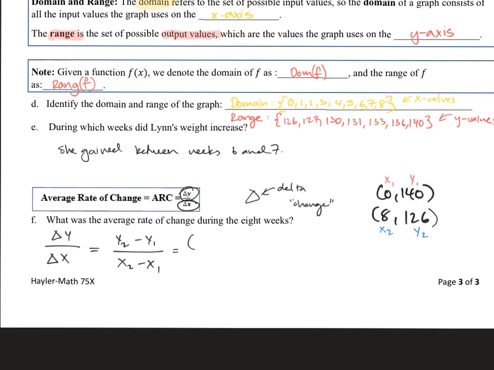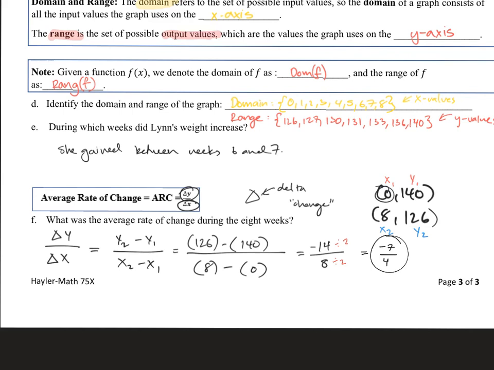So plugging them in, y sub 2 was my 126, minus my y sub 1, which is 140, all over my x sub 2, which was 8, minus my x sub 1, which was 0. And what did I get? Well, 126 minus 140 is negative 14, all over 8. And we can go ahead and simplify this by dividing the top and the bottom by 2. And we get our simplified average rate of change, negative 7 over 4.